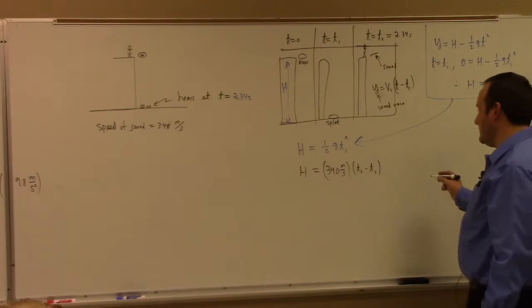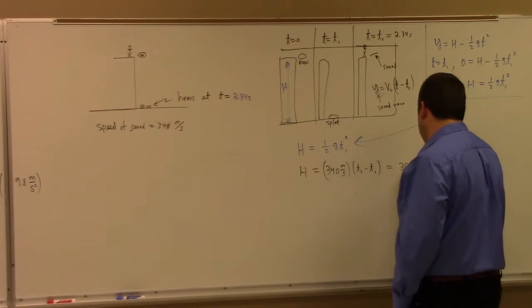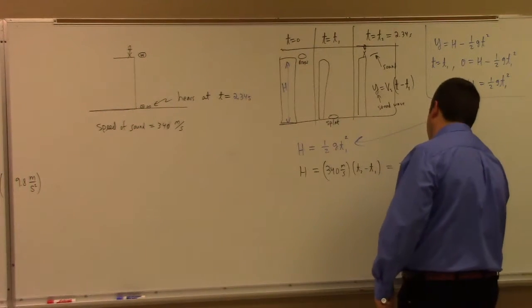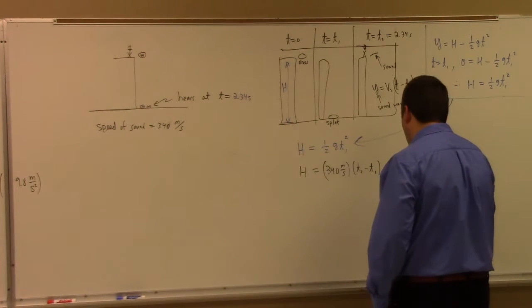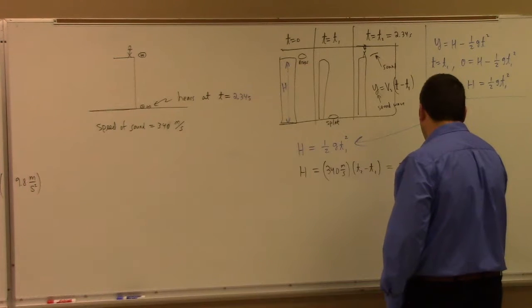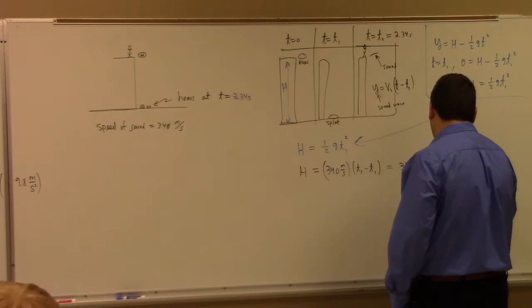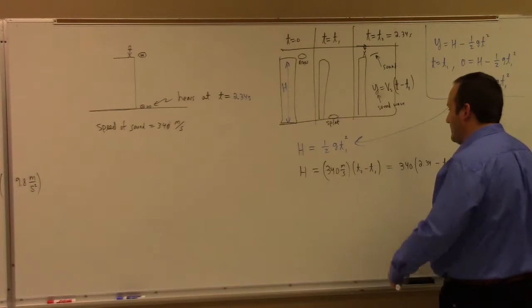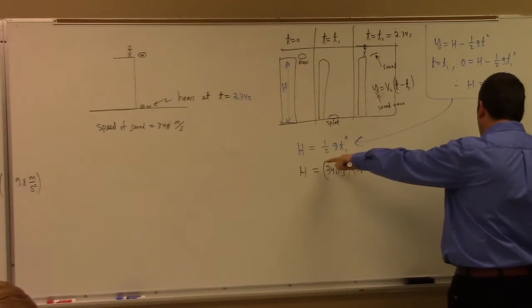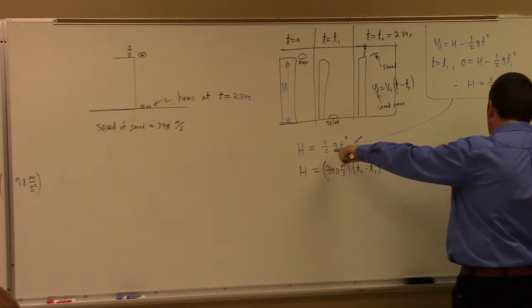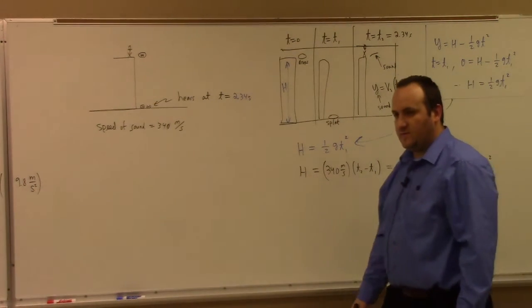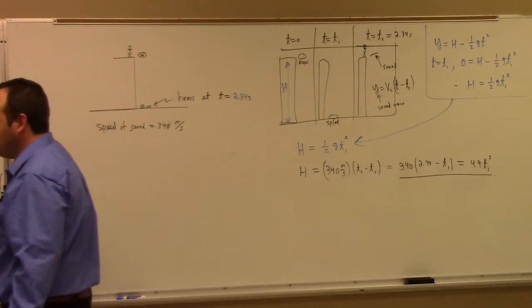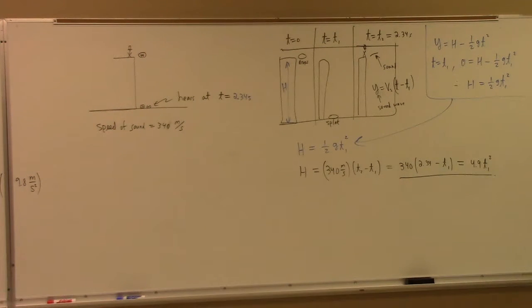Oh, we know that T2 is what? Where did that 5 come from? Good grief. 340 times 2.34 minus T1 is equal to h. Oh, you said set them equal? Yeah, that's equal to 4.9 T1 squared, right? At which point, quadratic equation, we're done. I mean, we're not done yet, but. So I rewrite that in standard form and go to town.